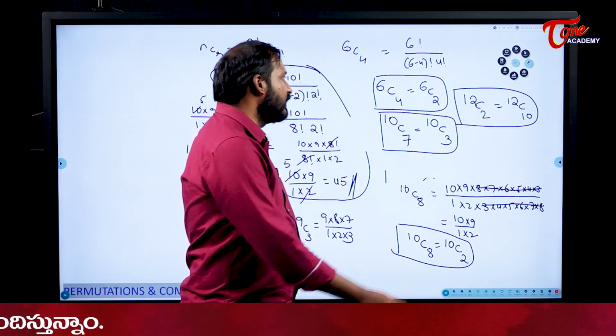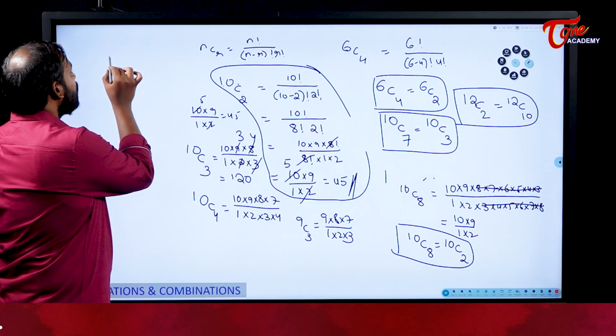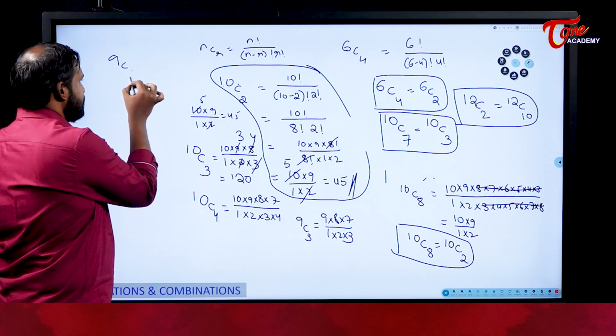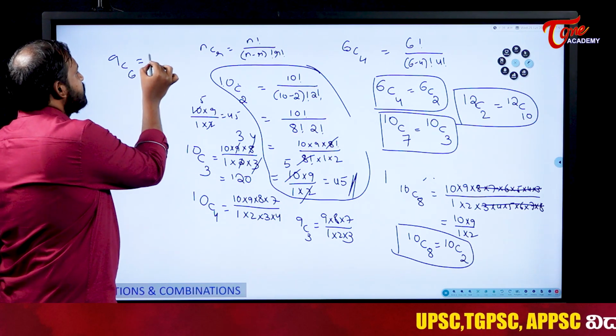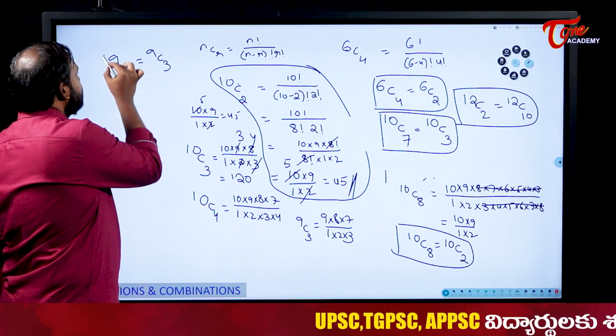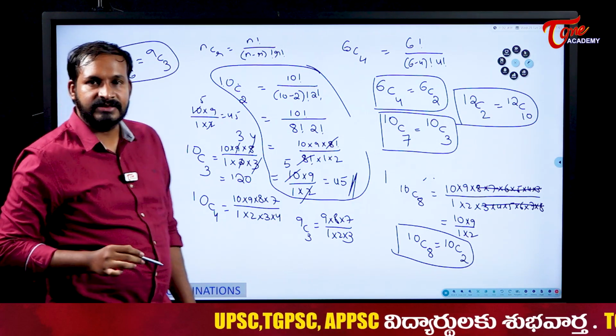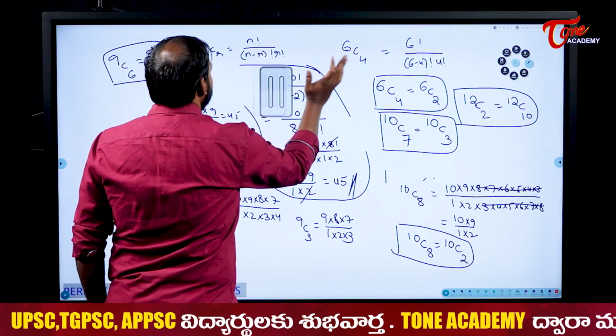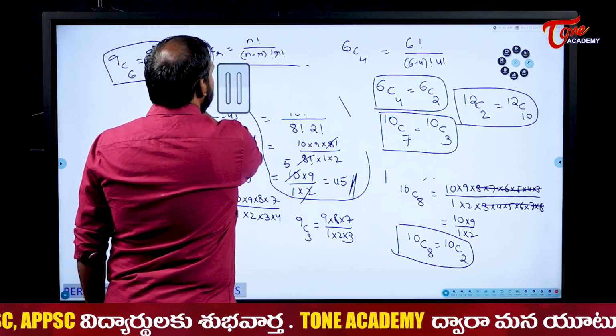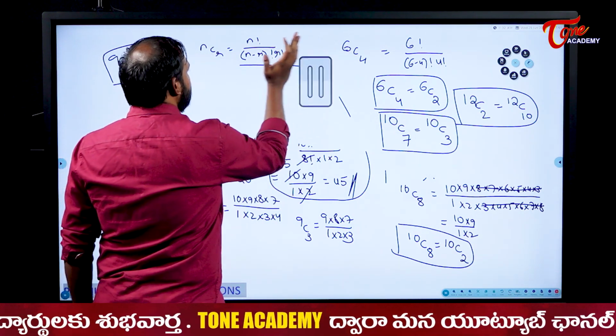Okay, next similarly, if I want to find 9C6, 9C6 will be equal to what? 9 minus 6 is how much? 3. This is equal to 9C3. Remember this one, students. Okay, that means what we can write from that? Tell me. What we can write from that?